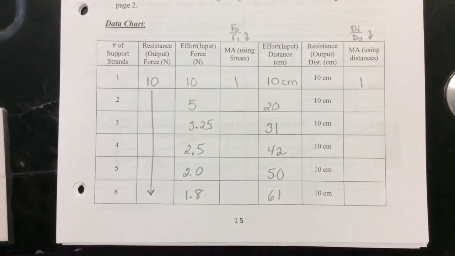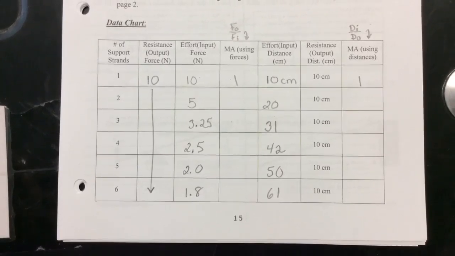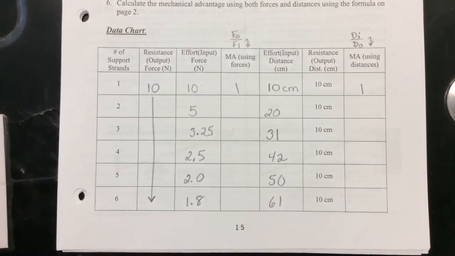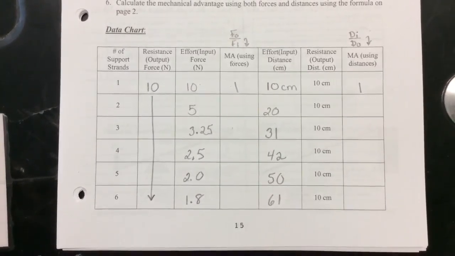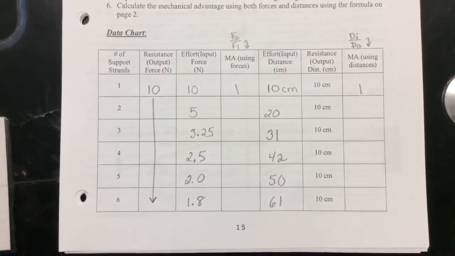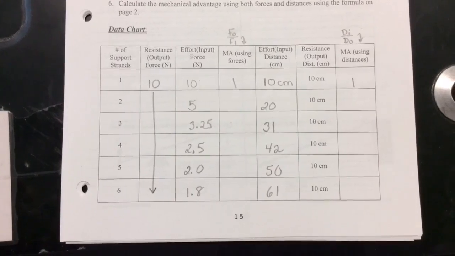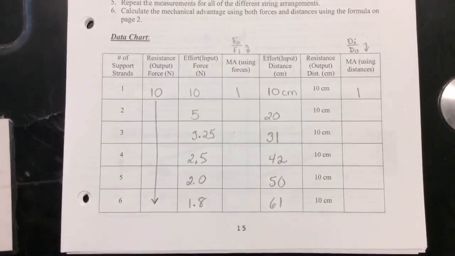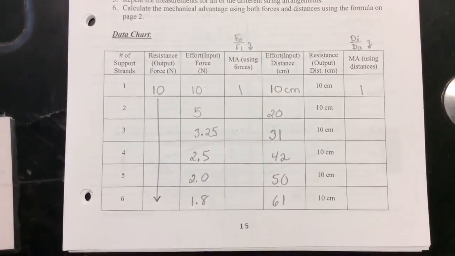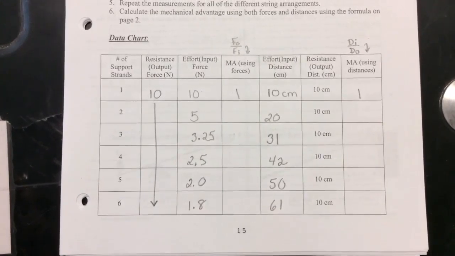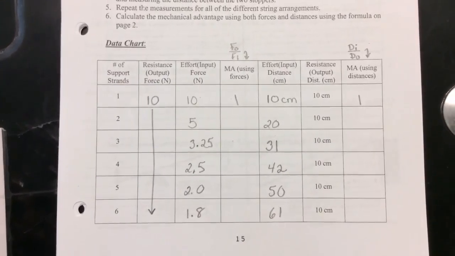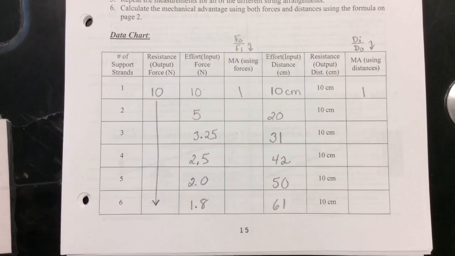In order to calculate the mechanical advantage using forces, you are going to take the output force divided by the input force. In order to get mechanical advantage using distances, you will take your effort or input distance and divide that by the resistance or output distance. Please use these numbers to calculate mechanical advantage.